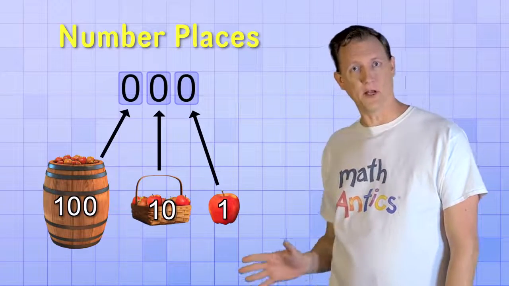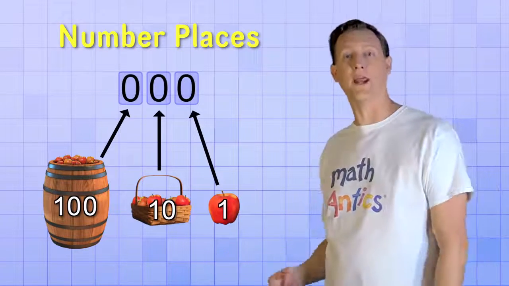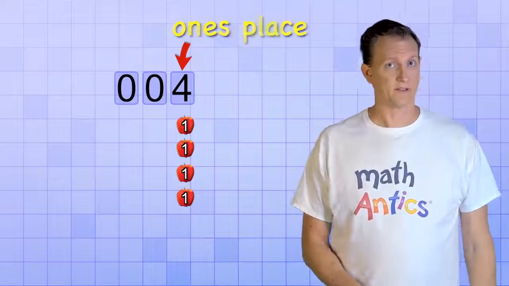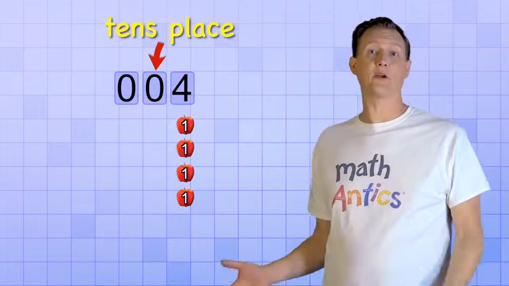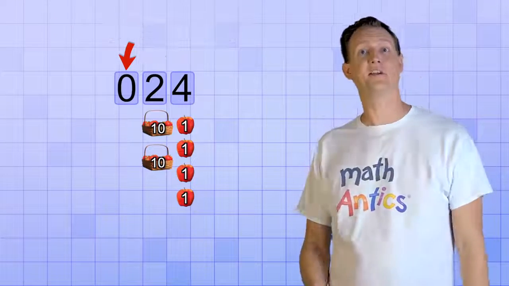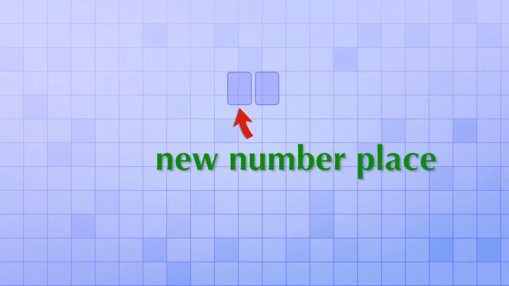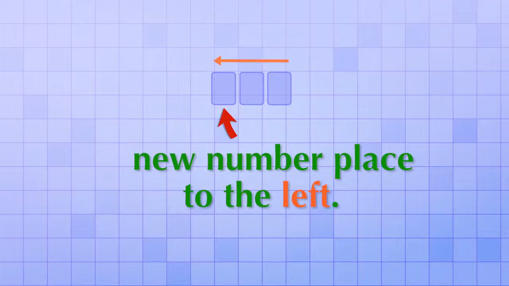And the digits in those number places tell us how many of each group we have. The digit in the ones place tells us how many ones we have. The digit in the tens place tells us how many groups of 10 we have. And the digit in the hundreds place tells us how many groups of 100 we have. And have you noticed that each time we got a new number place to count larger groups, we placed it to the left of the previous number place?